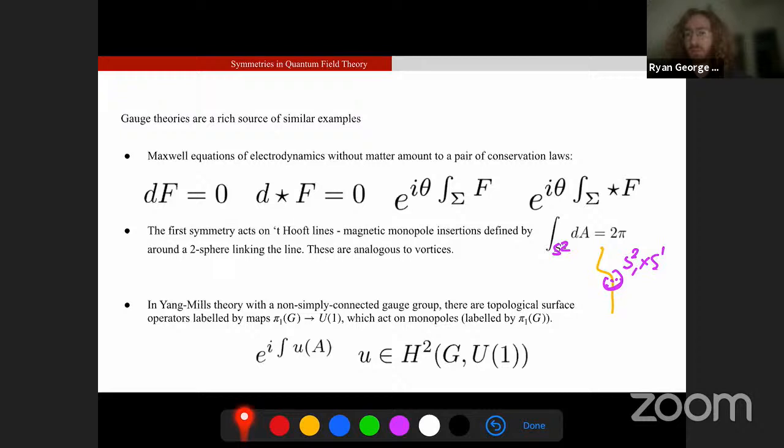There are also non-abelian generalizations people have studied. You don't usually have as many symmetries. For instance, if you have Yang-Mills theory, again, without matter, let's just say, it doesn't matter. We can have matter for this example. With a non-simply connected gauge group, so there's some pi 1 of the gauge group G, then we can define some topological surface operators given any map from the fundamental group to U1. The way that works is given such a map, it defines a class in H2 of G, which is something that we can express in terms of the gauge field and integrate over some surface. So this would be some integral over some sigma. And the monopoles in such a theory are labeled by elements of the fundamental group. And you can see these pair. The action of a map from pi 1 of G to U1 on a monopole labeled by some element in pi 1 of G is just the image of the element here in U1.